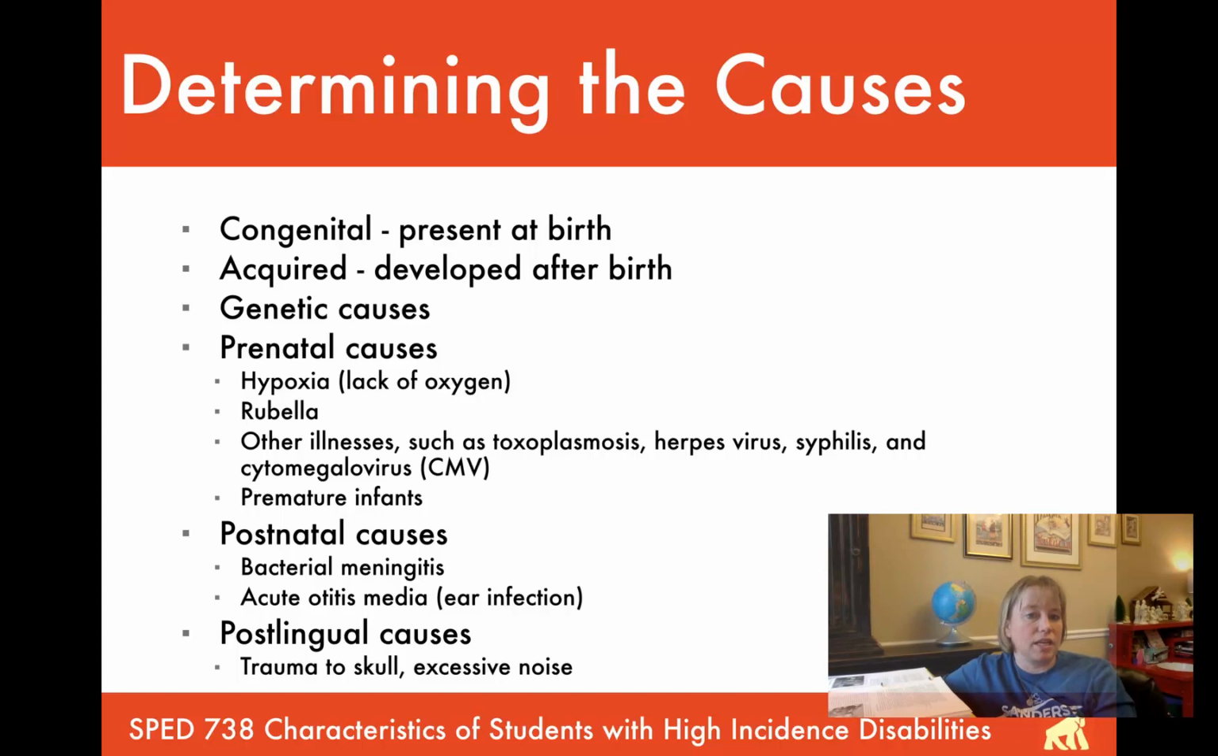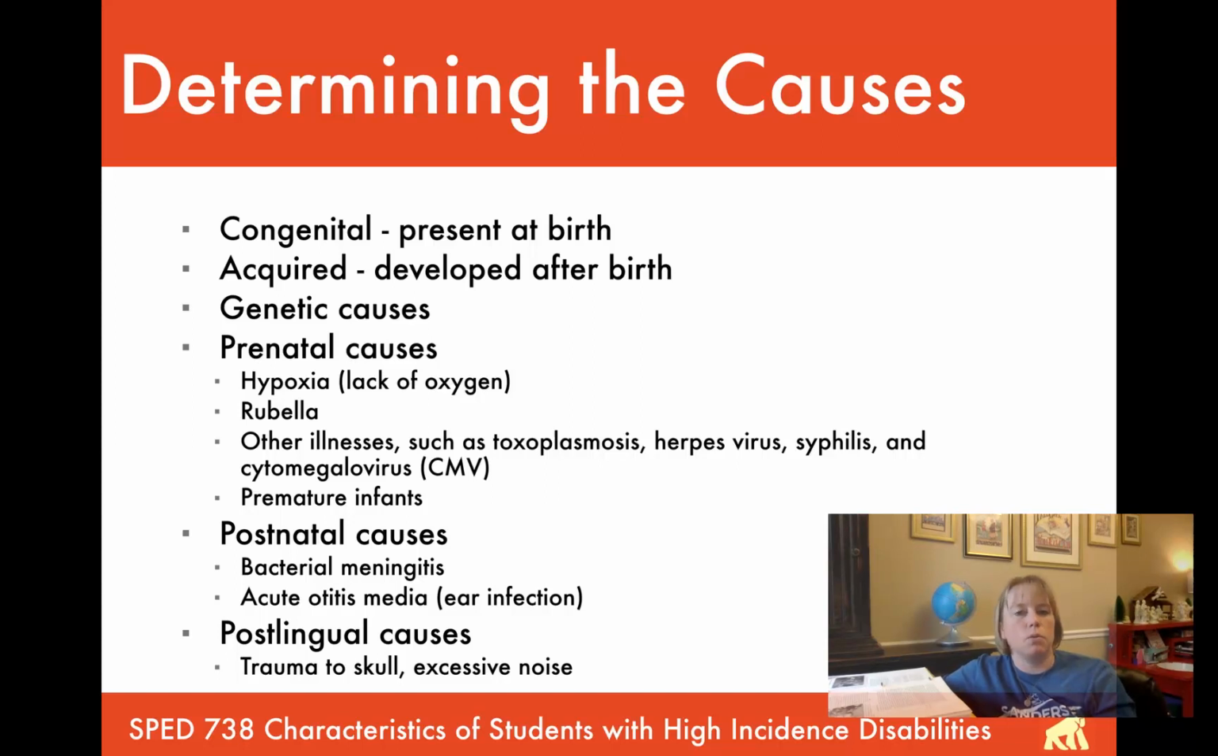When we look at postnatal causes, we talked a little bit about ear infections. That can impact hearing and can cause some hearing loss. Typically, those students that have recurring ear infections and have hearing loss with that, we will see that resolve as they get ear tubes and their hearing improves drastically. The other thing we can see is bacterial meningitis can be a postnatal cause for hearing loss, and every once in a while you will see that in schools.